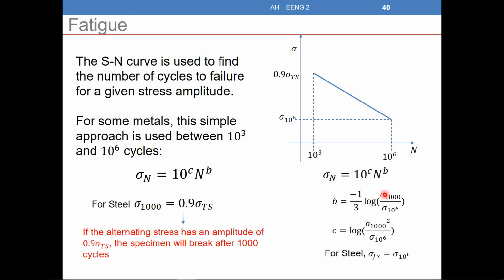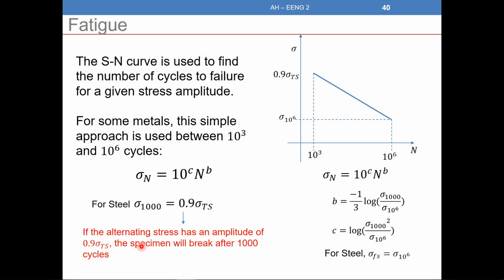B is defined using sigma 1000. What does sigma 1000 mean? It is the stress that needs to be applied 1000 times in order to have fracture, which in the case of steel is equal to 0.9 sigma ts. Sigma 10 power 6, what's sigma 10 power 6? Sigma 10 power 6 is the stress amplitude that I need to apply in order to have failure after 1 million cycles. So always, of course, sigma 10 power 6 will be lower than sigma 1000, because sigma 10 power 6 is the stress that I need to apply 1 million times alternatively before fracture, while sigma 1000 is the stress I need to apply only 1000 times in order to have a fracture.